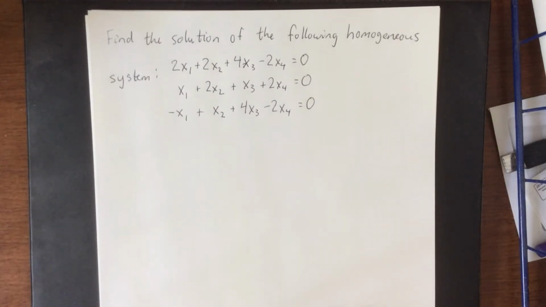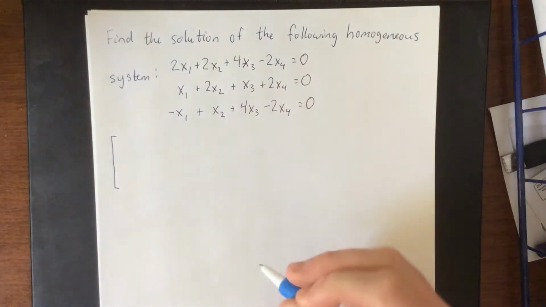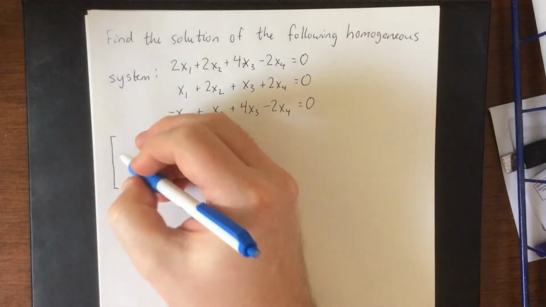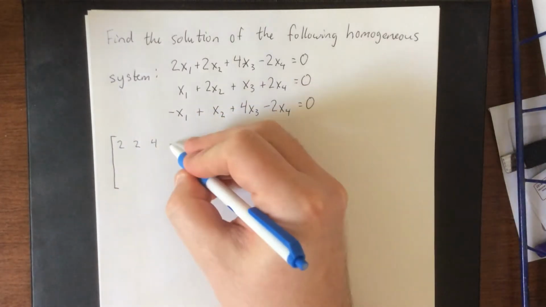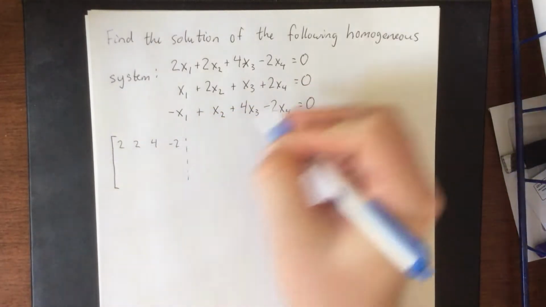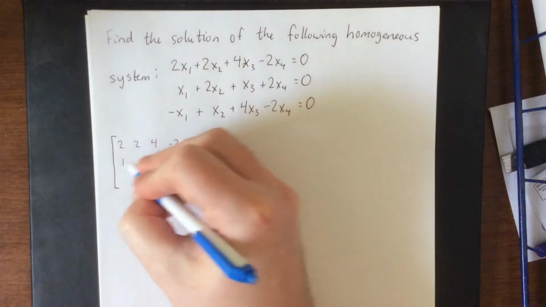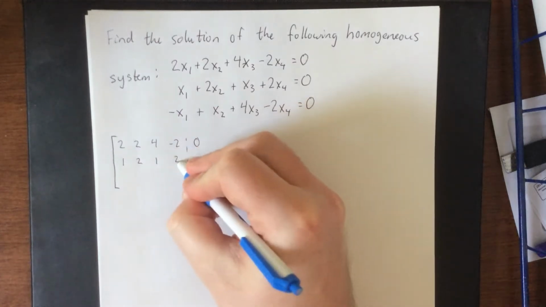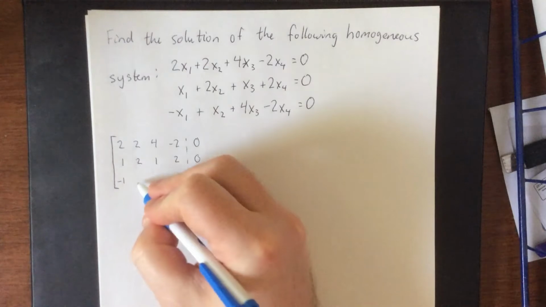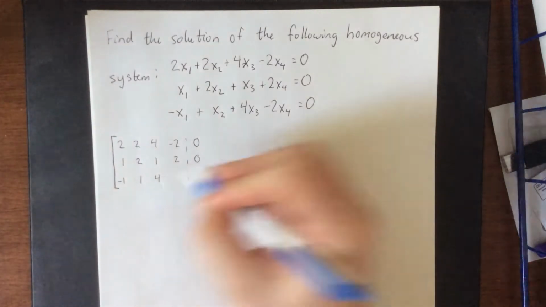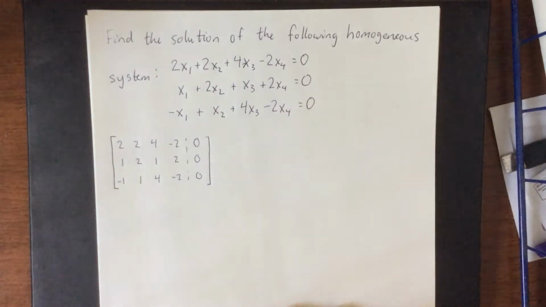So the first thing we'll do is set up a 3 by 5 augmented matrix to describe this system of equations. For the first row, we'll do the coefficients 2, 2, 4, negative 2, and augment using the 0 on the right-hand side. For the second row, 1, 2, 1, 2, followed by a 0. For the third row, we'll see negative 1, positive 1, positive 4, and negative 2, augmenting once again with 0.